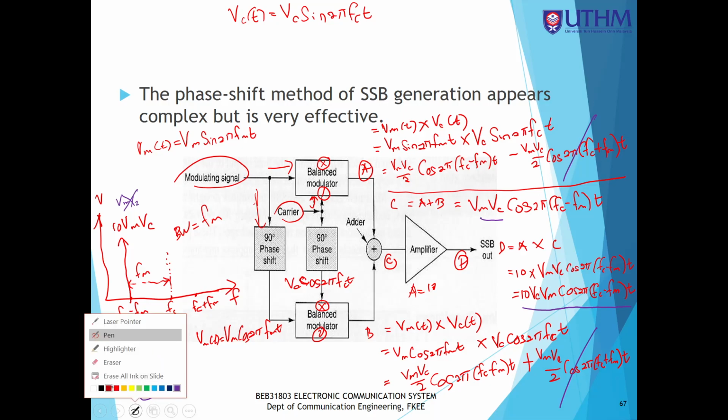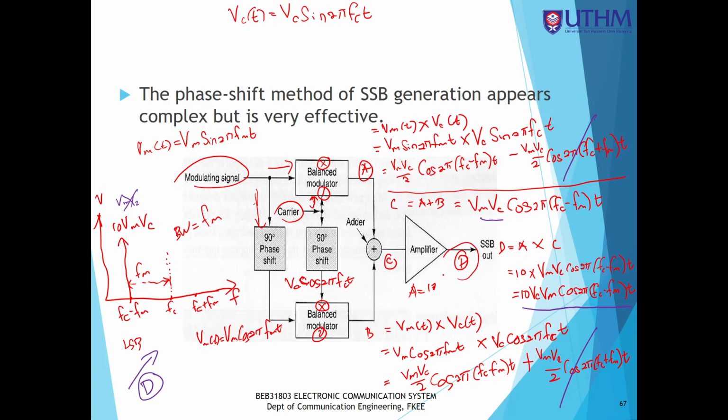Then we can actually find the power. How much is the total power at point D? We only have one component, which means the total power is equal to the power of the lower sideband. In this example, it is (10 Vm Vc) squared divided by 2R. So you will get a value in terms of what?